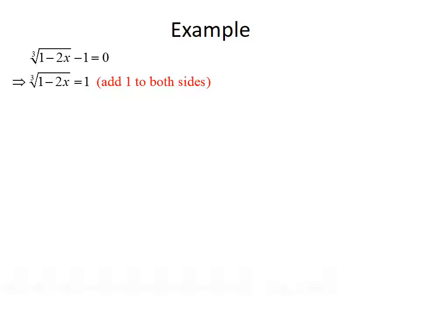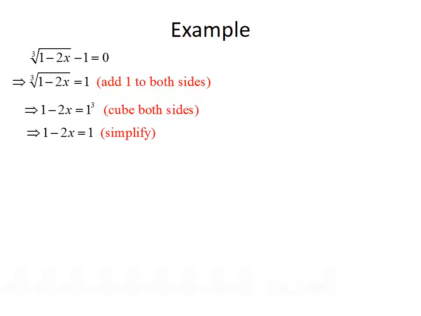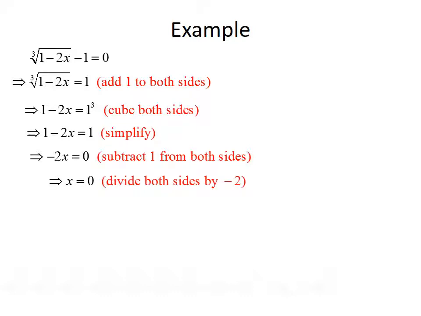Now that we have the cubed root of 1 minus 2x by itself, we can remove the radical by raising both sides to the third power. So 1 minus 2x equals 1 cubed. Next we simplify, giving us 1 minus 2x is equal to 1, and now we can solve for x like we normally would. Subtracting 1 from both sides gives us negative 2x equals 0, and then dividing both sides by negative 2 gives us x equals 0. So our potential solution is x equals 0.